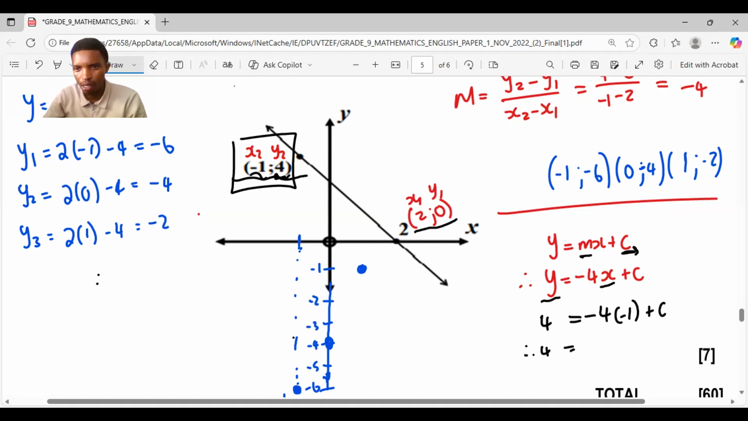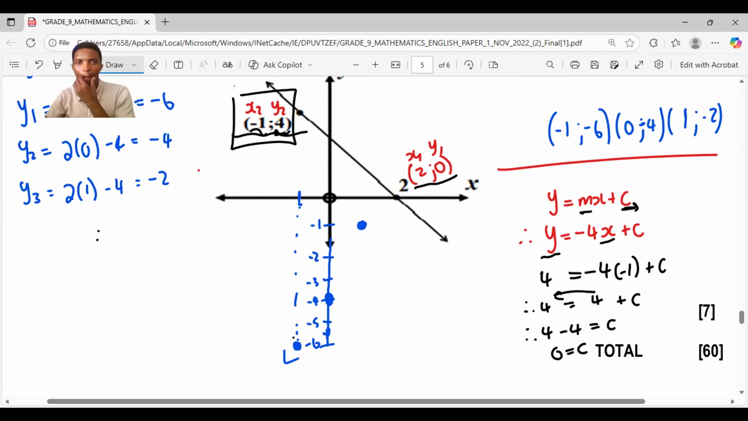How much is that? Times is going to give us +4, right? Plus c. Yes, sir. Now finally 4 is equals to, and then we take this one over to that side. But I think I made a mistake somewhere here. Where's my mistake?